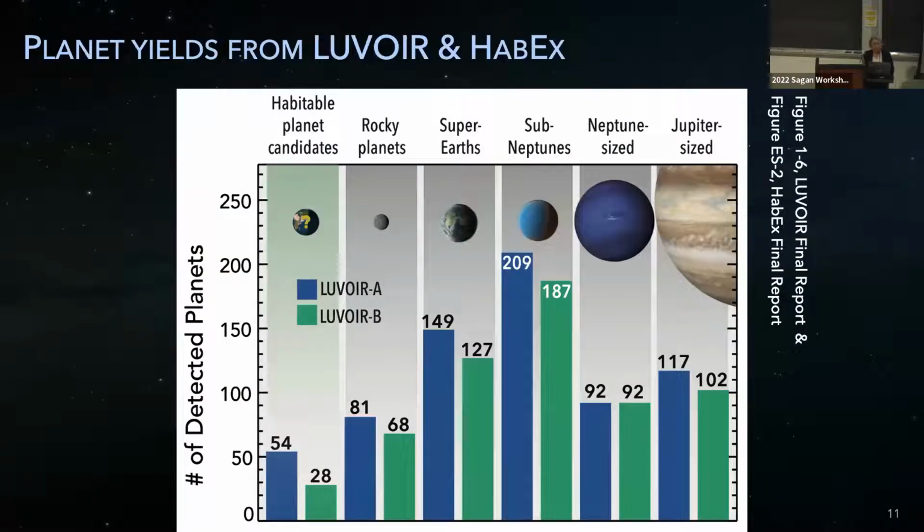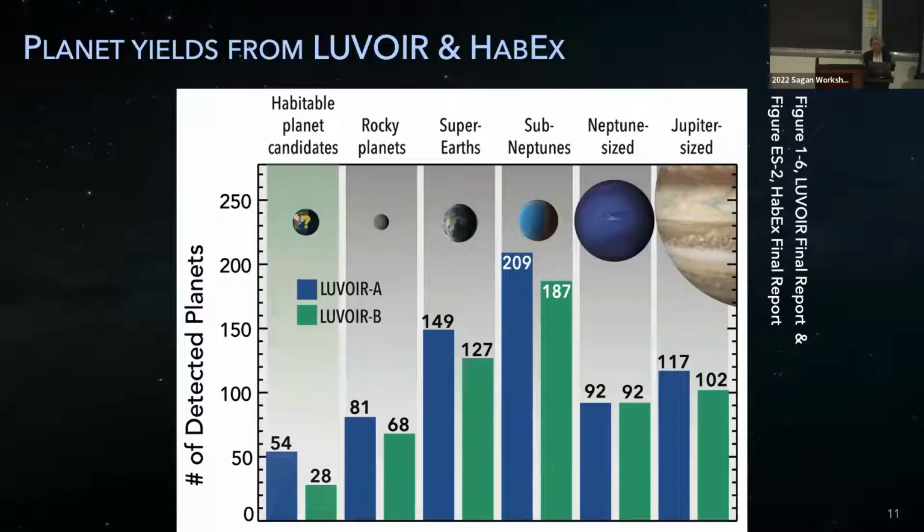This plot shows the estimated yields of different kinds of exoplanets discovered with 2 variants of LUVOIR during the Habitable Planet Survey. Obviously we don't have a design yet for LUVEX, so what I have to show you is the results from the previous studies from before the decadal. LUVOIR B had a large 8-meter diameter primary mirror measured from the segment tips. LUVOIR A had a really large 15-meter diameter.